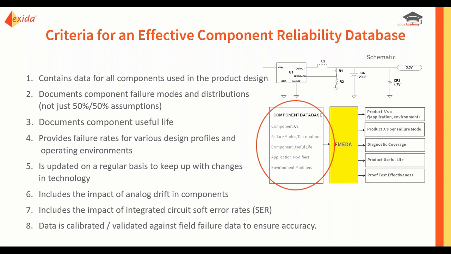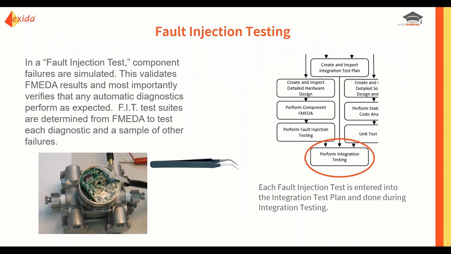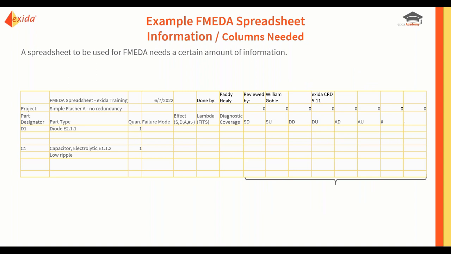And then most importantly and finally, the data is calibrated and validated against field failure data to ensure that it's accurate. Another aspect of doing an FMEDA is the ability to carry out fault injection testing. And this is something that can be done practically. Looking at the slide here, we see a pair of insulated needle nose pliers, which gives you the ability to short out a component and see what effect that component failure might have on the overall system design. But ideally, when doing an FMEDA in the tool, being able to describe the fault injection tests and see what diagnostics might be required.